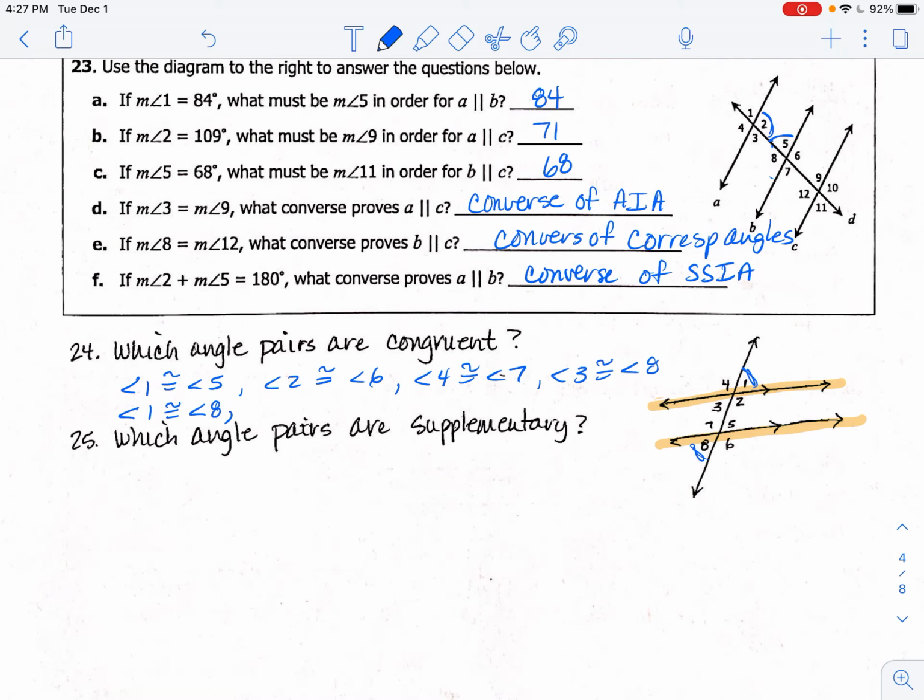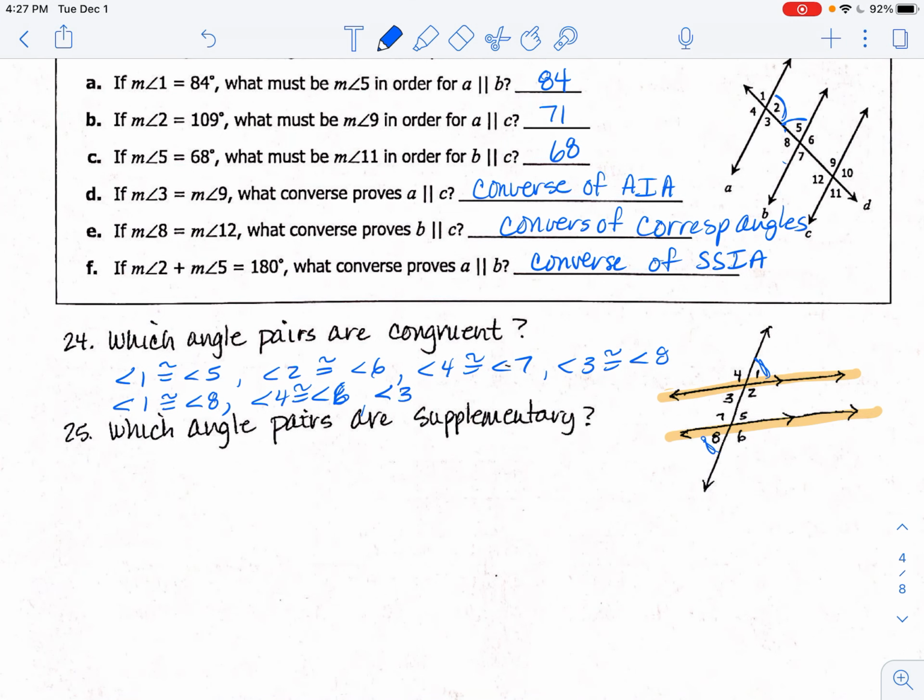All right, we also have alternate exterior. Angles 1 and 8, also angles 4 and 6. Those are all alternate exterior. Angles 3 and 5, those would be alternate interior, and angle 2 and 7, also alternate interior. So there's lots.